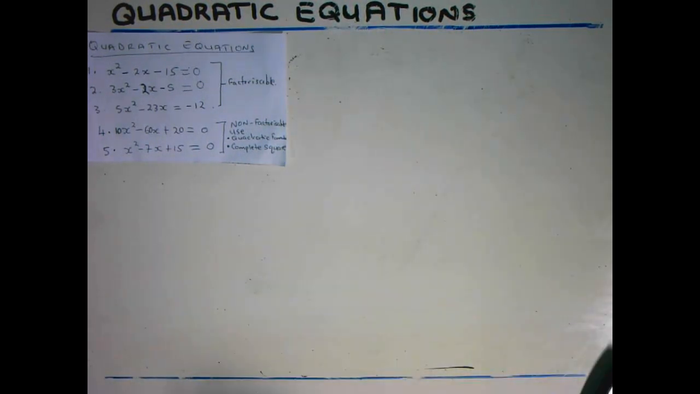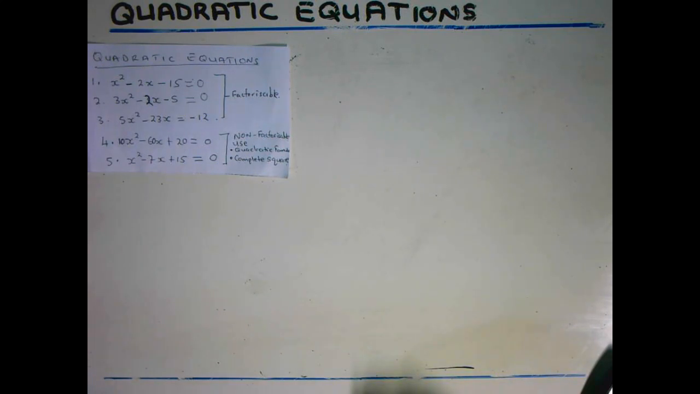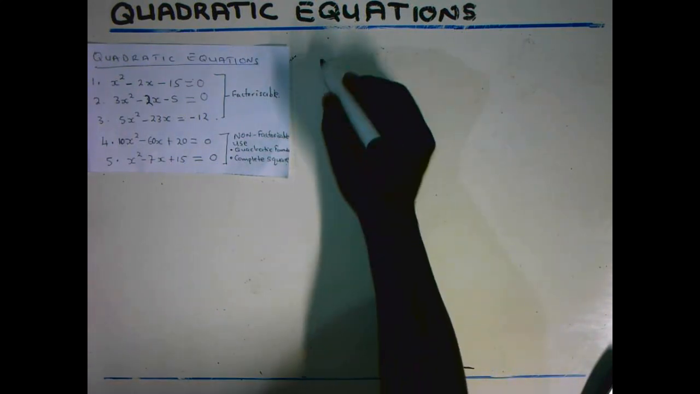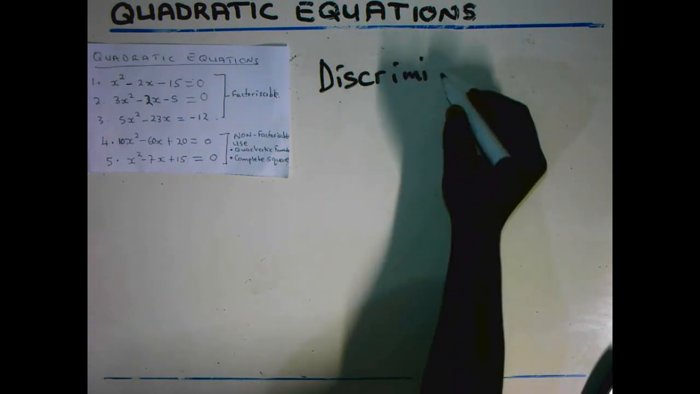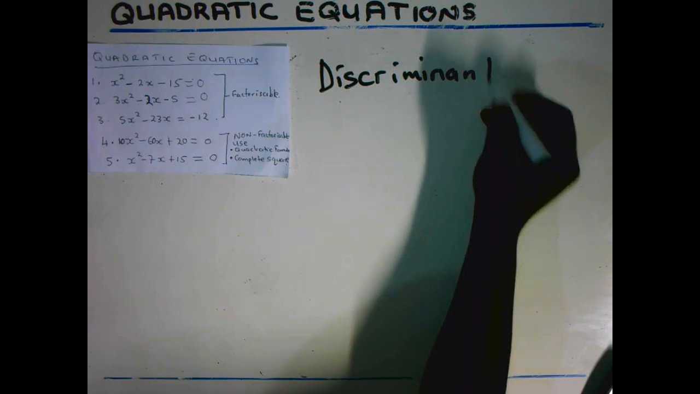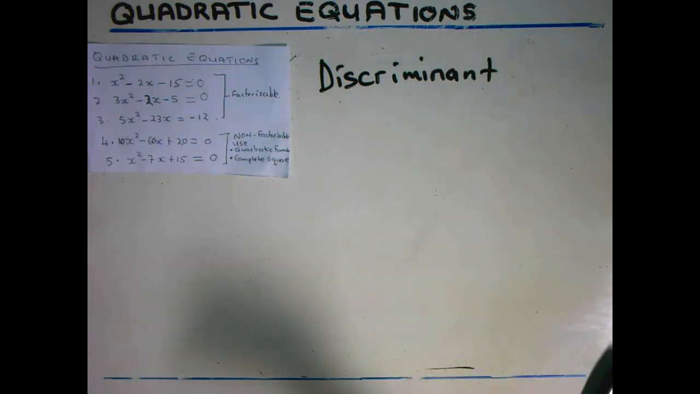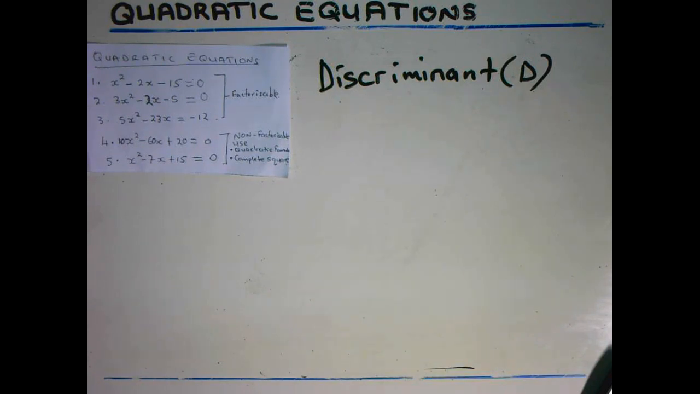Let us see, before we conclude, I want us to look into one concept which is very, very important. There is what we call the discriminant. I'm not going to do number 5. Someone is saying, oh, but do number 5. Sorry, I'm not going to do it. The discriminant is normally represented by D.